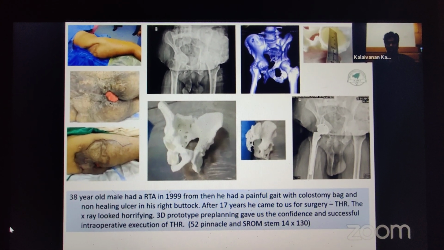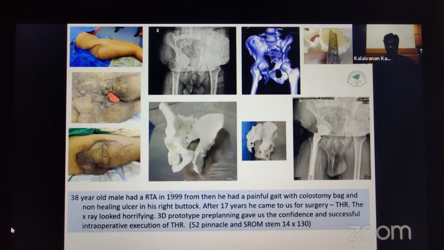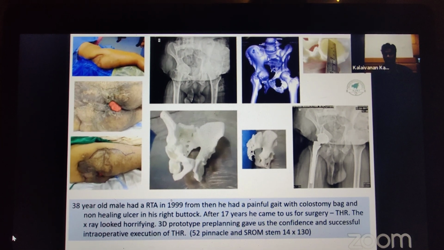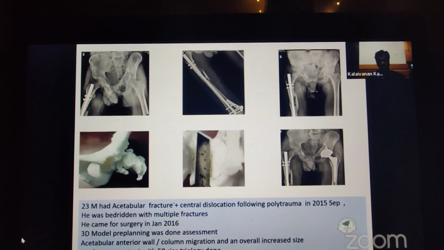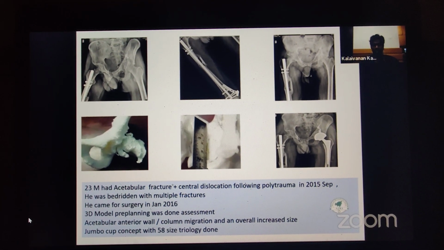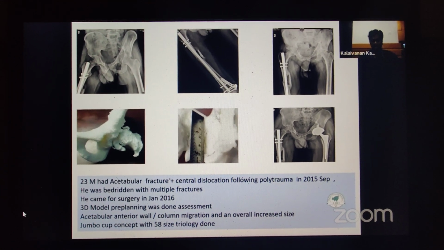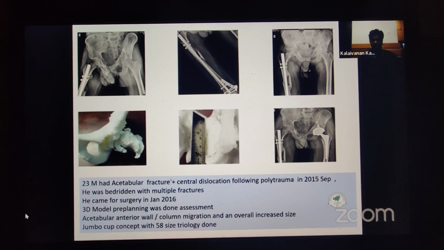Once we have the model, it looks so easy. It gave an idea of what the size of the cup was going to be, and the short horizontal offset was planned and executed intraoperatively. Another example where the patient was wheelchair bound because of polytrauma. One side he had a shaft of femur fracture with a nail, on the other side a central dislocation, and with the 3D printer model a jumbo cup concept was used.